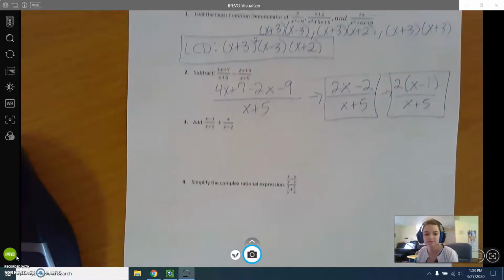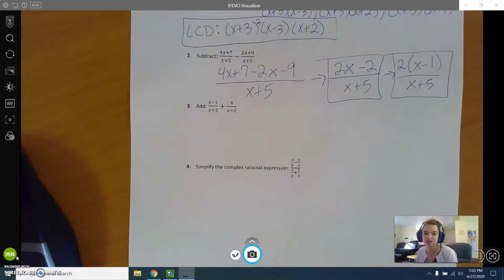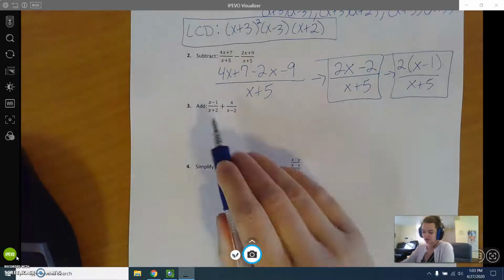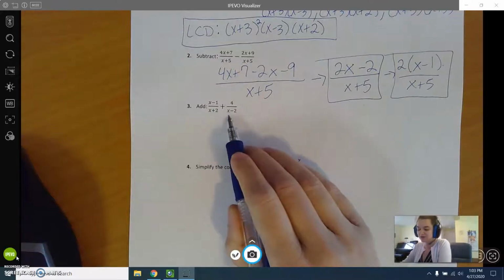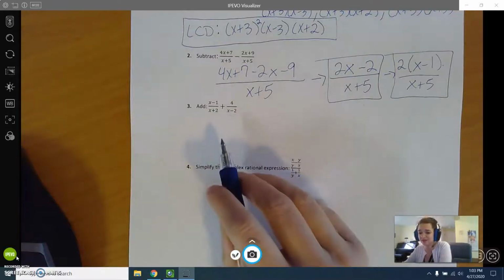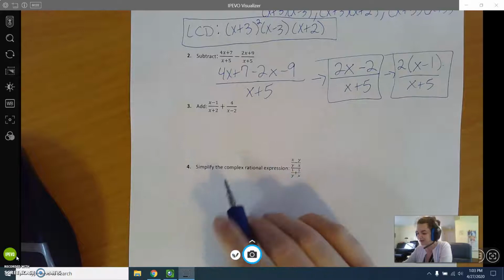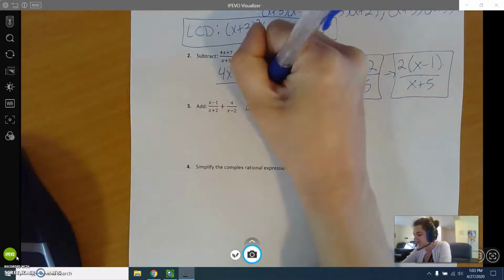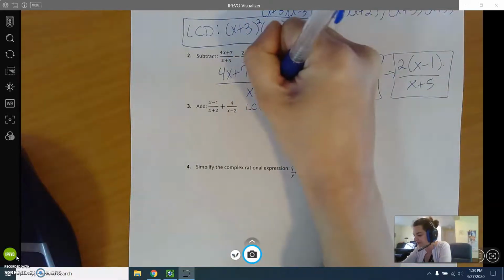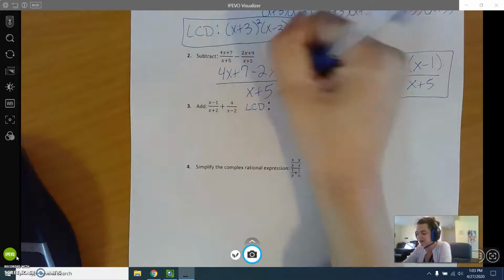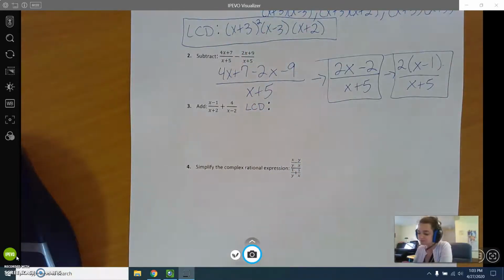Alright, next one. In number 3, I asked you to add a couple of rational expressions together, and this time they do not have the same denominator. One denominator is x plus 2, and the other one is x minus 2. They're very similar, but they are not the same. Okay? So first thing is we need to find that least common denominator and get the denominators to be the same before going any further.